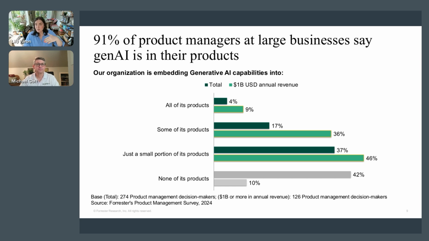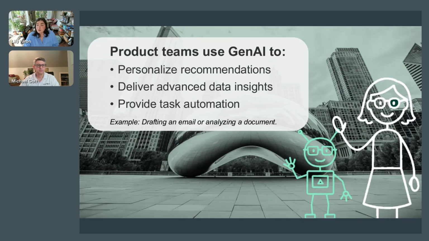And now the light green bars is companies that are big, companies that have over $1 billion in annual revenue. That number shifts from 58 to 91% of product managers at large businesses say that generative AI is in their products. So this is not a nice to have, right? It is a need to have, and it's a need to figure it out.